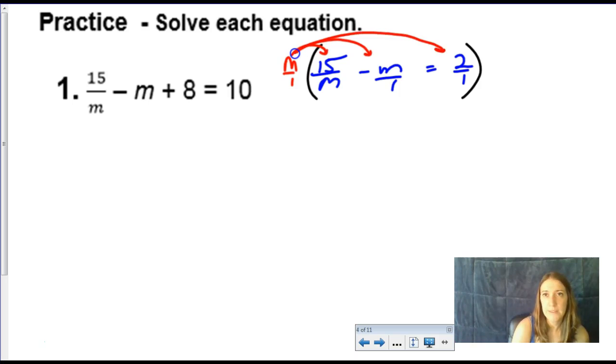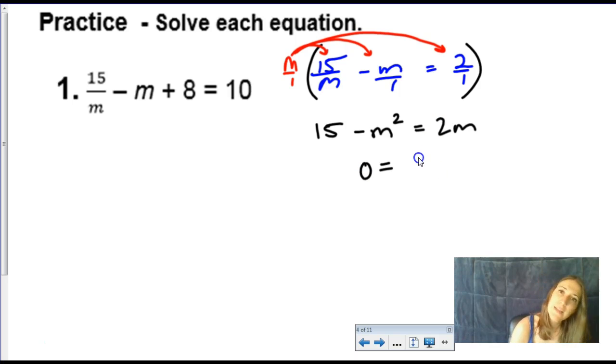This one's pretty basic, so I don't think I'll write it out the long way, but notice in this first fraction, the m's would cross cancel, leaving you with 15. This next fraction, nothing cross cancels, so it's m times m, which will be m squared. And then the last fraction, nothing cross cancels, so you have 2m. So once again, we have a quadratic. I'm going to bring everything to the right this time because that'll make the quadratic term positive.